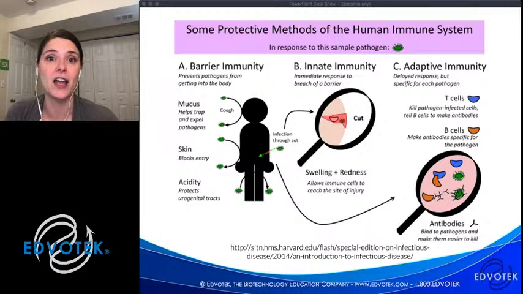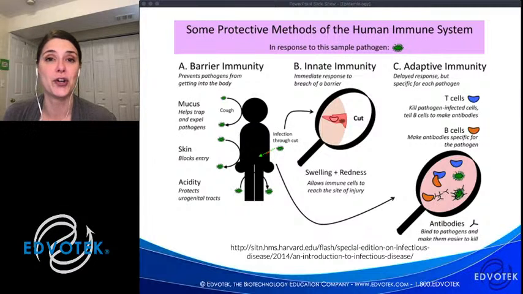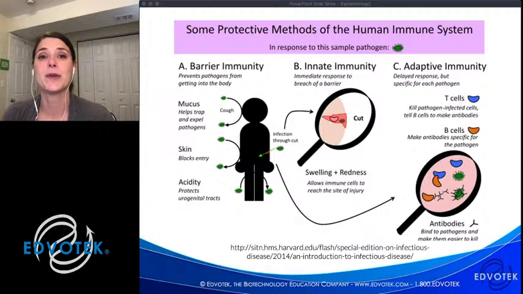So if you were to get a cut, if we were to breach that barrier, the first thing your body would do is flood that area with immune cells. We're going to get platelets there to close up the wound, but we're also going to get a variety of white blood cells that will start targeting anything that's potentially infectious. That's why we have the swelling, the redness, and the warmth at the site of these injuries, because that's your immune system starting to work.